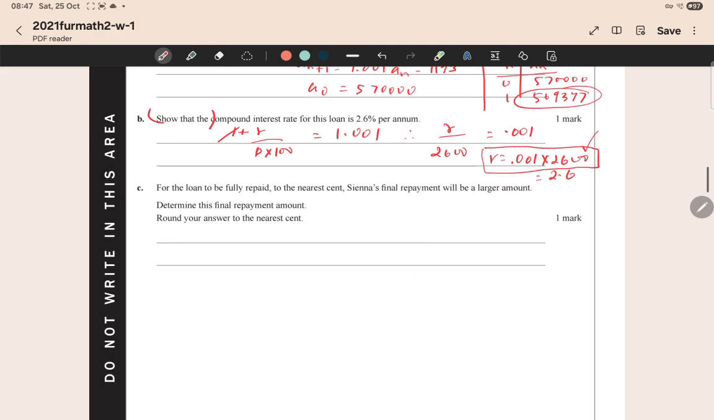Okay, let's move on to part C. For the loan to be fully repaid to the nearest cent, Sienna's final repayment will be a larger amount. Obviously there must be a small value, a few cents or sometimes a few dollars, that needs to be repaid, and they make the adjustment by adding it to your last repayment. The first step is to calculate how long this loan is going to be paid for, and in order to do that, you use the financial solver.